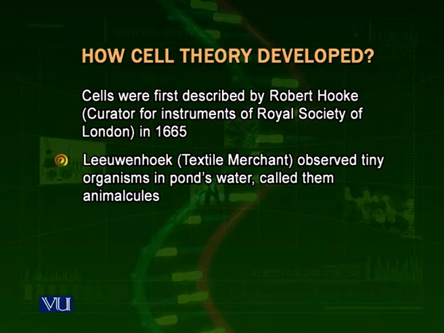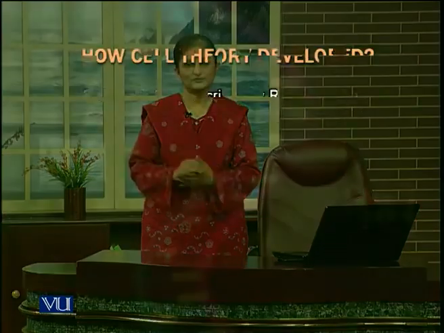Later on, another person who was actually a textile merchant also developed magnifying lenses, and with this setup he also made a sort of microscope. With the help of that microscope, he observed different types of single-celled, or unicellular, organisms in pond water. He was Leeuwenhoek. So Leeuwenhoek observed the unicellular organisms, and Robert Hooke observed the plant cells.